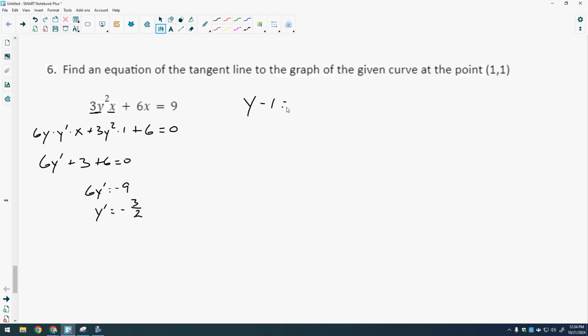y minus y1 equals m times x minus x1. All of this was to find the slope at the point (1, 1).